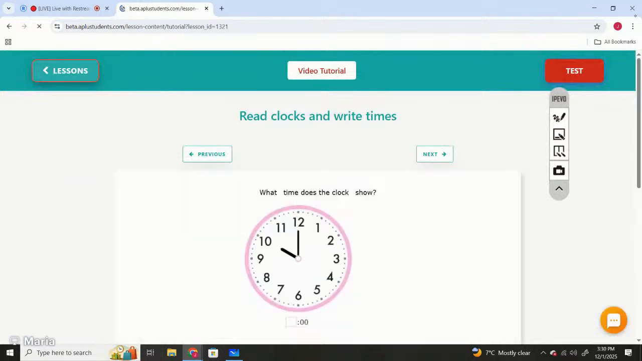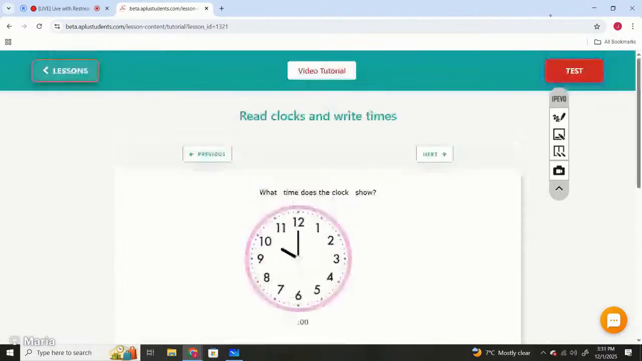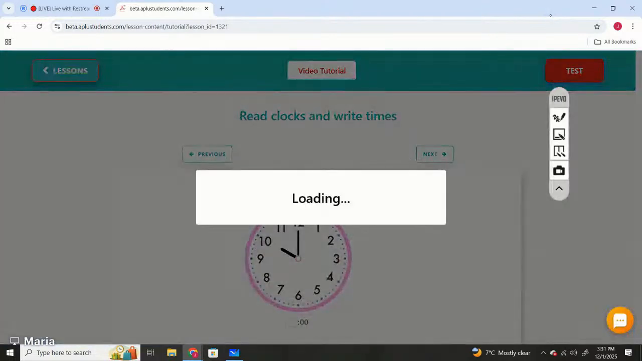What time does the clock show? So which is the correct option? That is 10 hours and 0 minutes. So the correct option is 10 o'clock. Let's just start with the test questions.